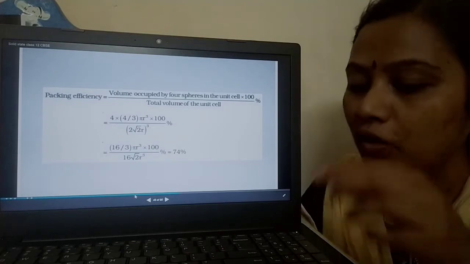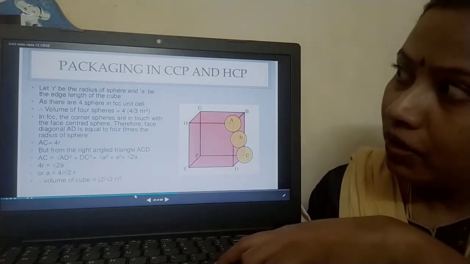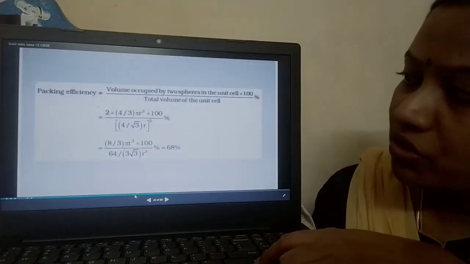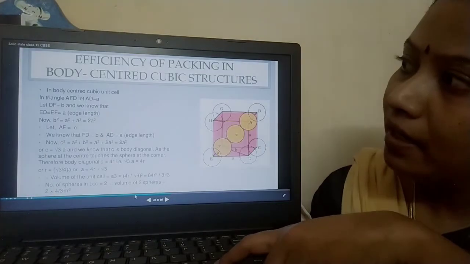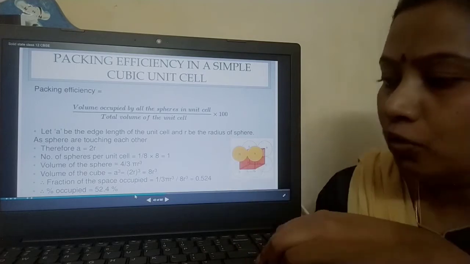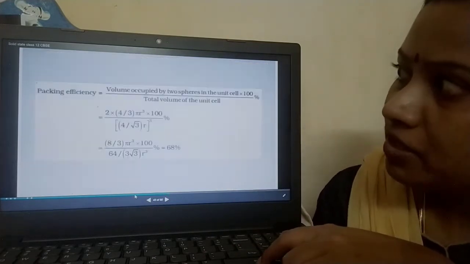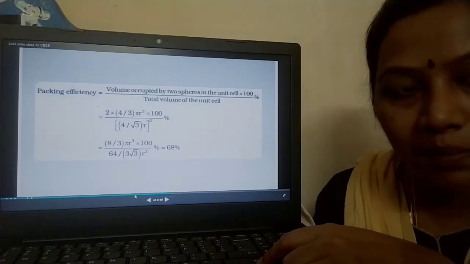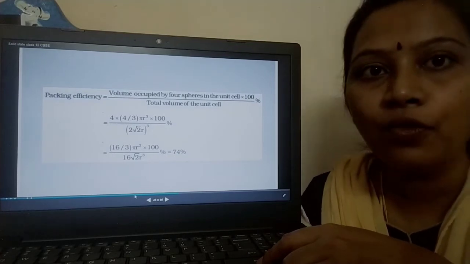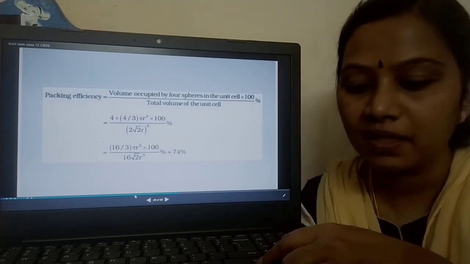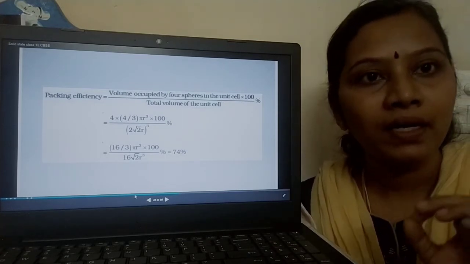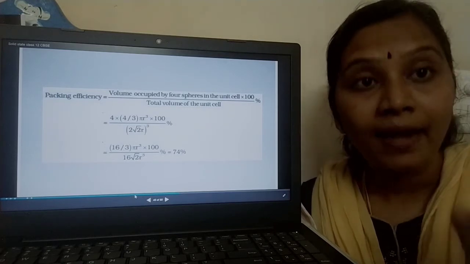Okay. So what is the volume occupied by the body-centered cubic structure? It will be 68%. And what is the volume occupied by the simple cubic unit cell? It is 52.4%. So the packing efficiency of the body-centered cubic is 68% and the packing efficiency of the face-centered cubic cell will be 74%. So we have seen 3 packing efficiencies. For all the 3, the definition is the same. The only difference will be the volume of the sphere and the number of spheres.